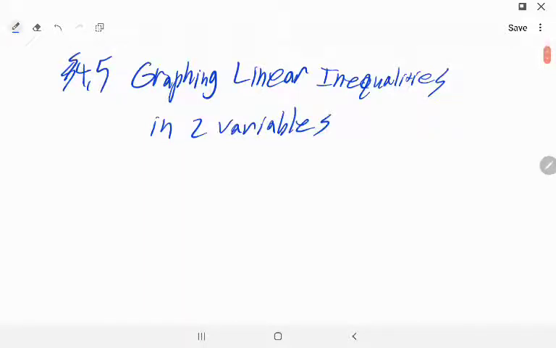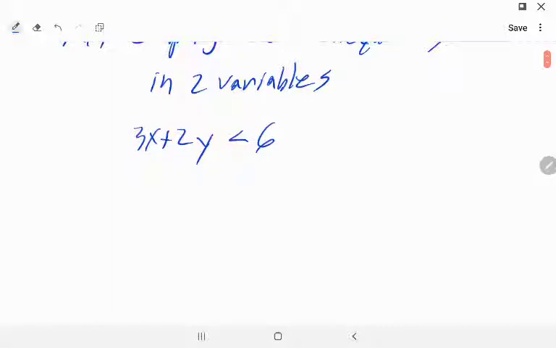The idea now is that we're looking at things like 3x plus 2y is less than 6. And so we know what values of x and y will satisfy this. And so first off, we can just ask, how can you tell if a point satisfies this inequality? So we could ask, is (2, -4) a solution to this inequality?